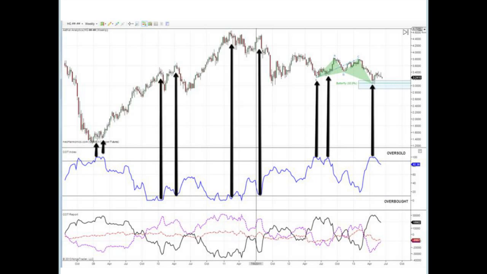This is the HG futures. You can see we have this bullish butterfly pattern here in copper as we are hitting an oversold. So this is very positive, looking forward for the price of copper. We're getting price action, and we're getting the commercials on our side.